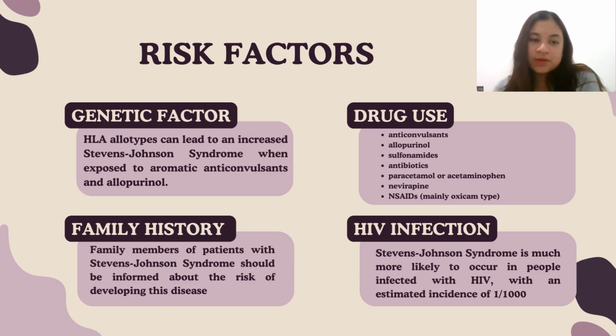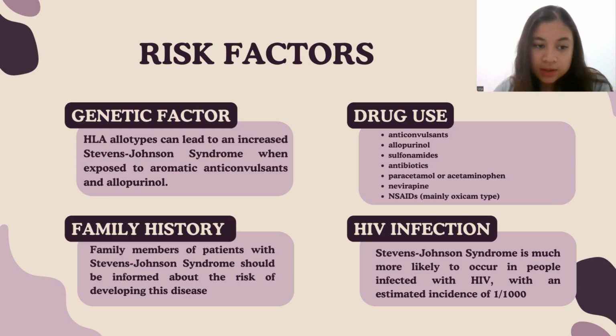So there are a few factors that increase the risk of developing Stevens-Johnson syndrome. The first one is genetic factor. HLA, or human leukocyte antigen, all types can lead to an increased risk of Stevens-Johnson syndrome when exposed to aromatic anticonvulsants and allopurinol. Second one is family history with Stevens-Johnson syndrome. Family members of patients with Stevens-Johnson syndrome should be informed about the risk of developing this disease and should be careful about taking medications associated with this disease.